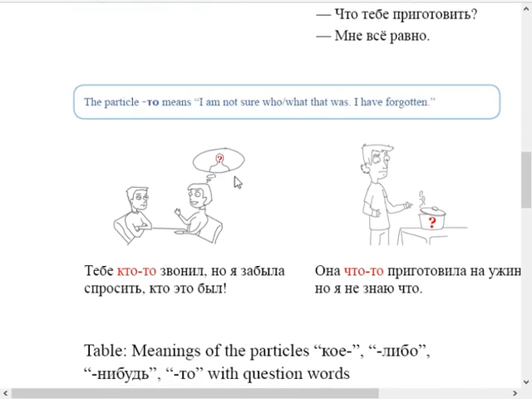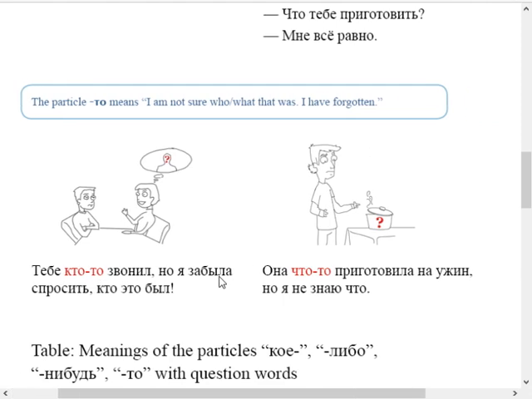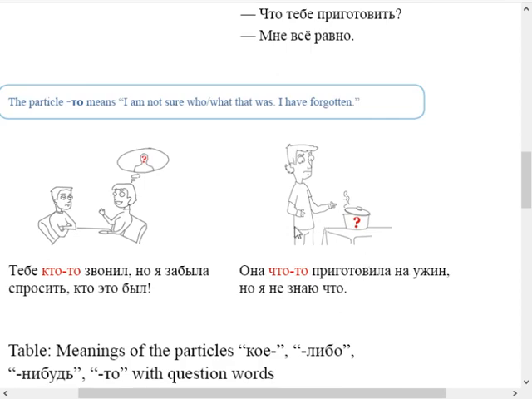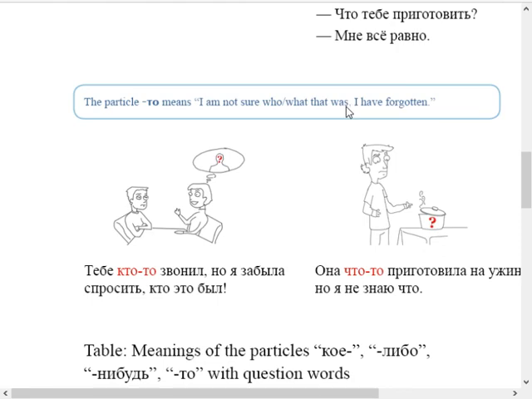By comparison, тебе кто-то звонил, но я забыла спросить, кто это был. So someone called you, but I forgot to ask who it was. So кто-то means there's something specific, but I don't know what it is. Or она что-то приготовила. So she cooked something, but I don't know what. So to is used to mean I'm not sure, or I have forgotten, but it doesn't necessarily mean that you've forgotten. Like in this case with the something in the pot, the person is saying, she cooked something, I don't know what. I have no idea what's in that pot.